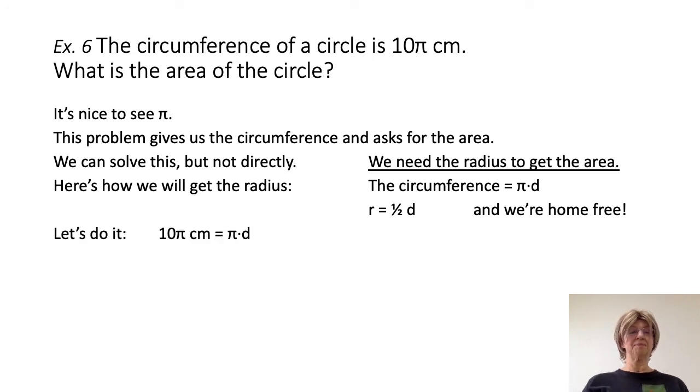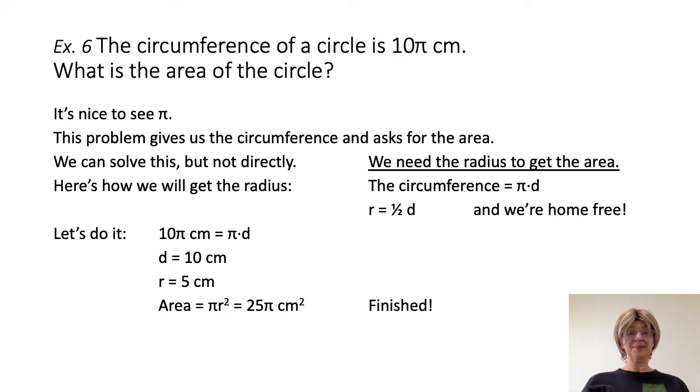So let's do it. 10 pi centimeters equals pi times the diameter. We can divide both sides by pi, and we find out right away that the diameter is 10 centimeters. The radius is 5 centimeters. The area is pi r squared, 25 pi centimeters squared, and we're finished.